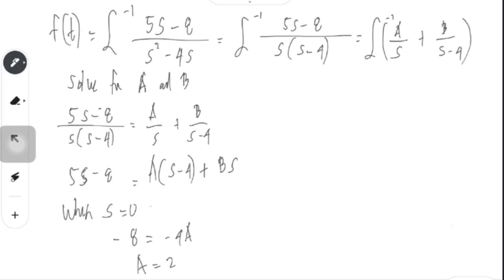So, if we're going to try when s is equal to 4, on the left side, we have 5 times 4, then minus 8. On the right side, 0 na agad yung a, while b will become 4b. So what will be the result? 20 less 8 is 12. 12 over 4, b turns out to be 3. Kuha na yung a at b. Balik tayo dito.